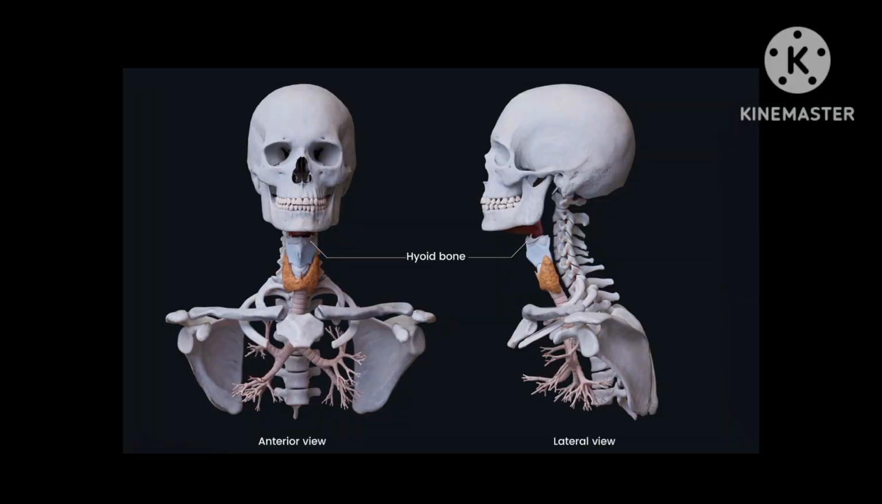Hyoid bone. The hyoid bone is a U-shaped bone located in the anterior neck, between the mandible and larynx. It is unique because it does not articulate with any other bone, instead being suspended by ligaments and muscles. The hyoid plays a crucial role in swallowing, speech, and tongue movement.